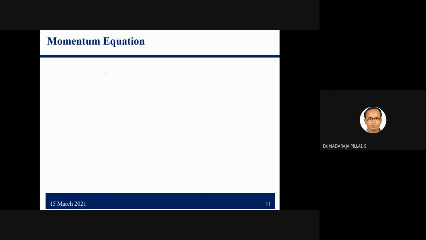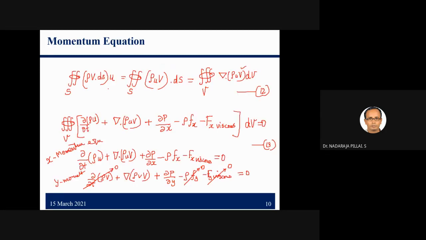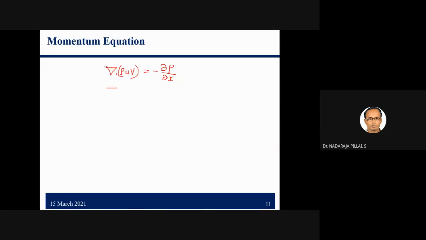So let me write this in the final form. ∇·(ρuV) is equal to minus ∂p/∂x. This is the x momentum equation for steady and inviscid flow. Then ∇·(ρvV) is equal to minus ∂p/∂y, and ∇·(ρwV) is equal to minus ∂p/∂z.